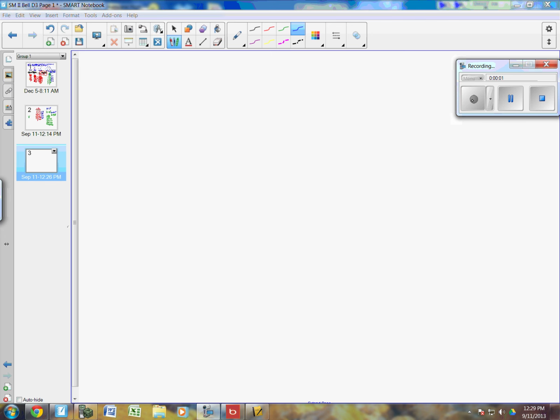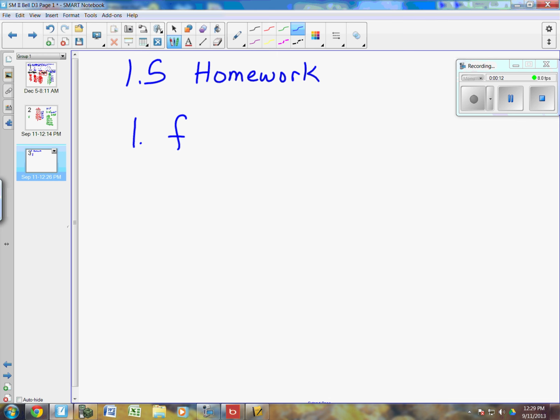So, on homework 1.5, I'm going to do the first problem with you. The first problem gives you f of x equals 3 to the x power, right? And the instructions say find the indicated value of the function for each value of x.